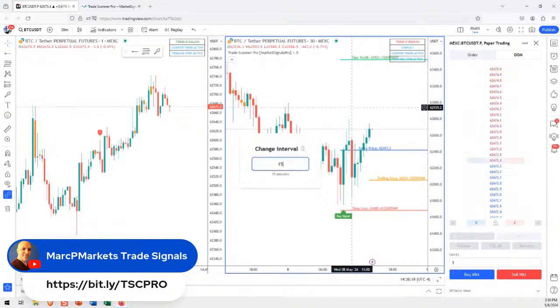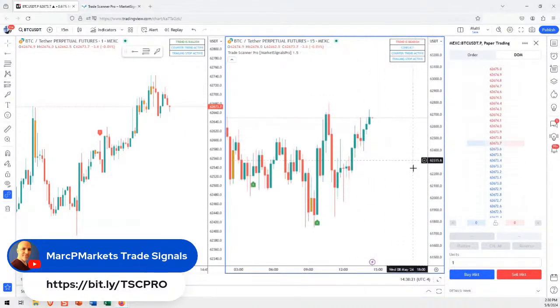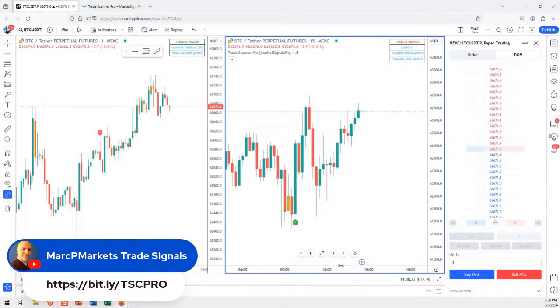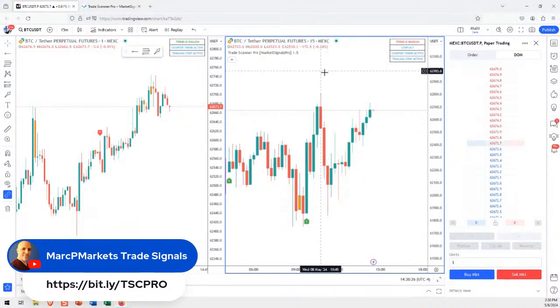Okay, so back to the 15-minute. You could use a 15, you could use a 30-minute. This 15-minute just gives us a little more detail. And there is some resistance up here. So I don't have a signal yet, but I like the price action. So I'm going to be aggressive. All right, and here we go.